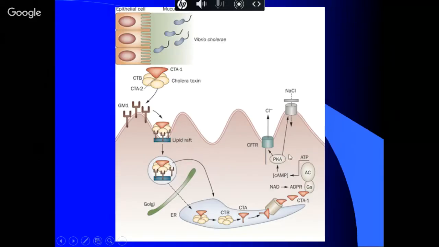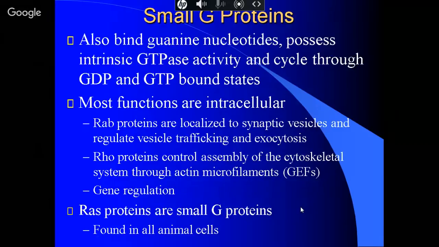And I sort of like this, because what I mostly liked about it is that it shows you this whole complex as a complex, including its lipids, which now make its way to the intracellular, which is what I want to talk about next.